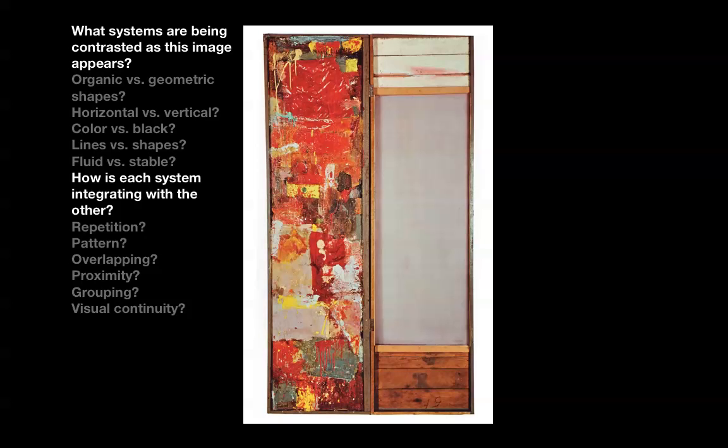What systems are being contrasted as this image appears? And how is each system integrating with the other?